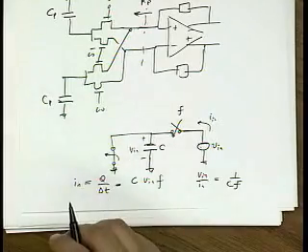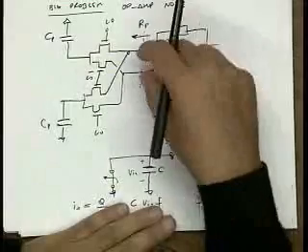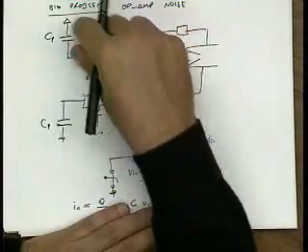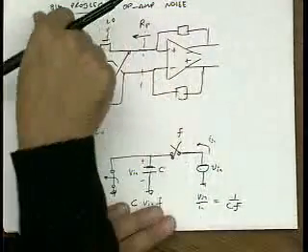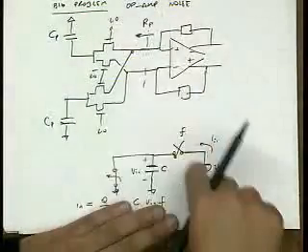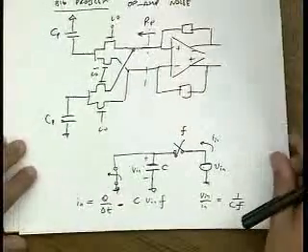And notice the same thing is happening here. In this circuit, if I put a voltage source here, on one cycle I'm charging this one positive, this one negative. On the other cycle, I'm charging this one negative and this one positive. So effectively, the same thing is happening. I'm charging and discharging a capacitor at a periodic rate.